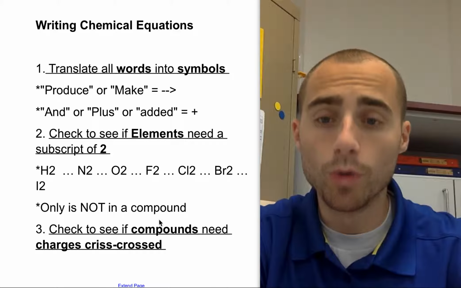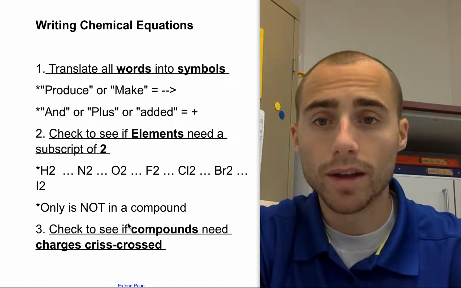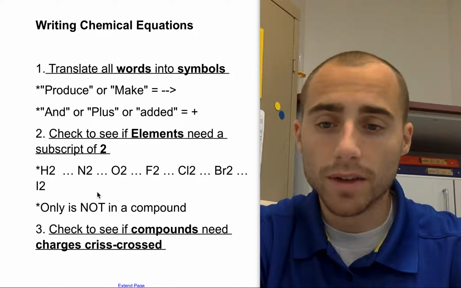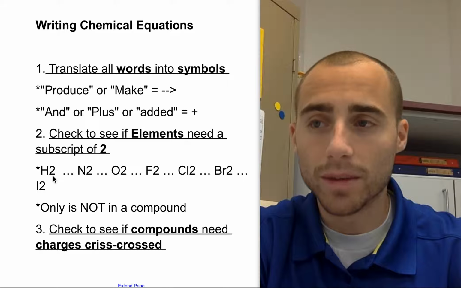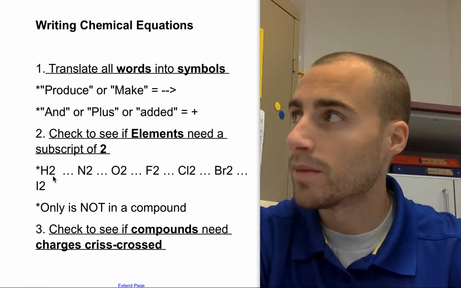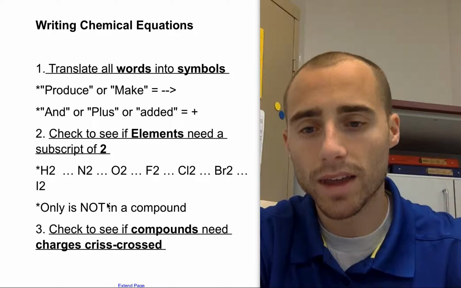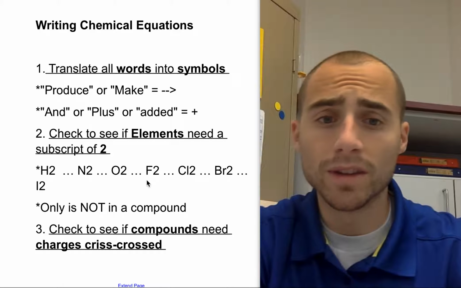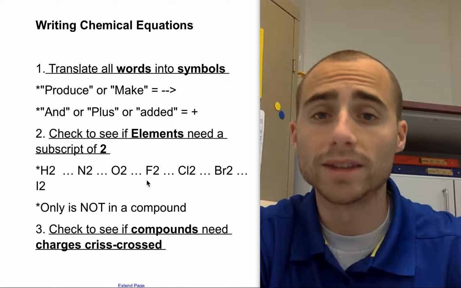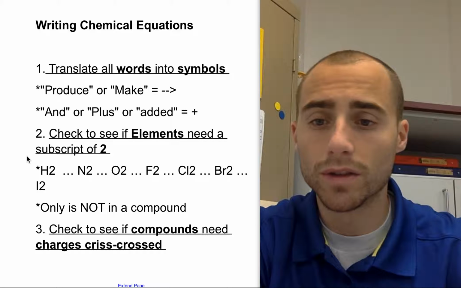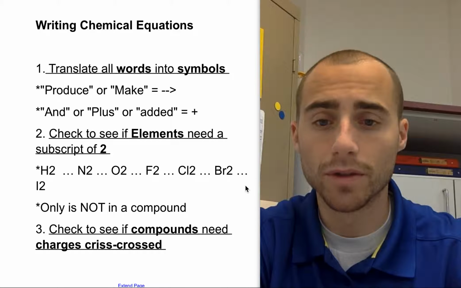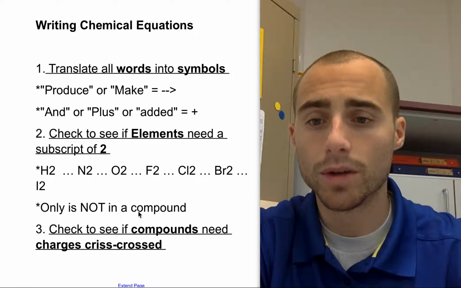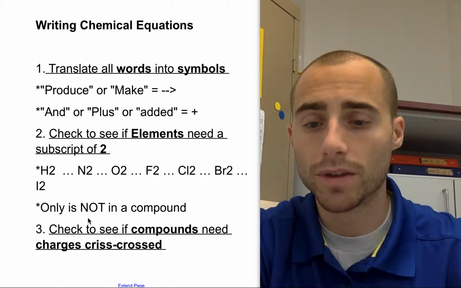Now, you only do this if it's not in a compound. So if it's dihydrogen monoxide, if it's water, obviously, you still end up with a 2. That's a bad example. But if it's calcium bromide or something like that, you don't have to add the 2. Only add the 2 if it is totally by itself. So just be aware of that. You need to check for that every single time, adding the 2 only if it's not in a compound.